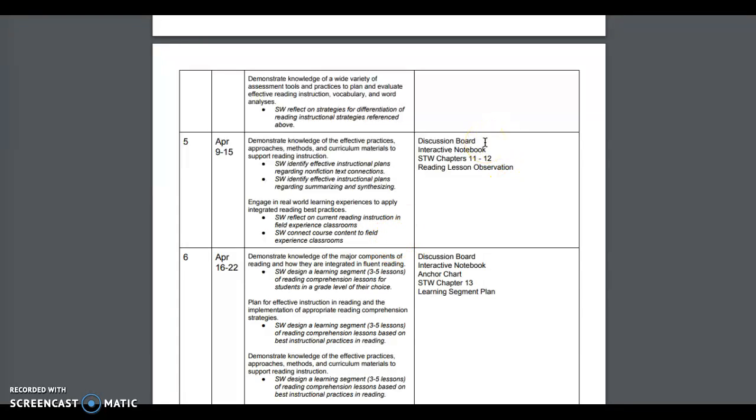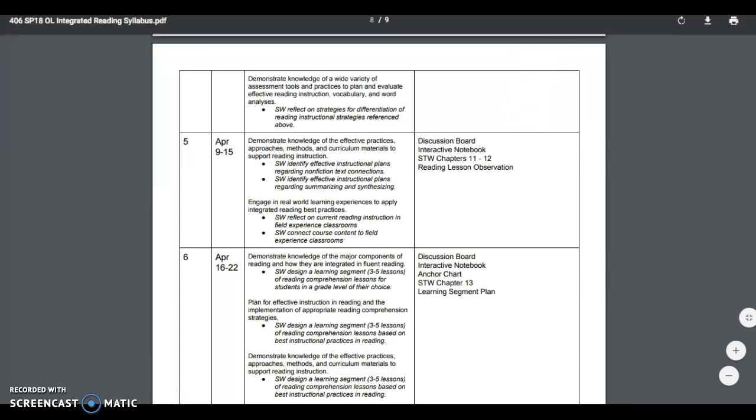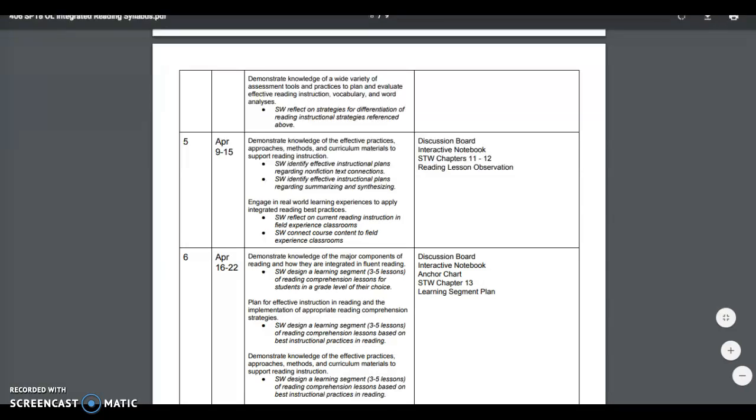So you have your weekly discussion board as well as your strategies that work chapter reflection or chapter work within your interactive notebook. But this week we also have something outside of your interactive notebook, which is your reading lesson observation. So I'll walk you through all of those pieces, but the discussion board and interactive notebook is following suit with what you've done in weeks 1 through 4. The reading lesson observation is the new piece, but we will take a look at that.